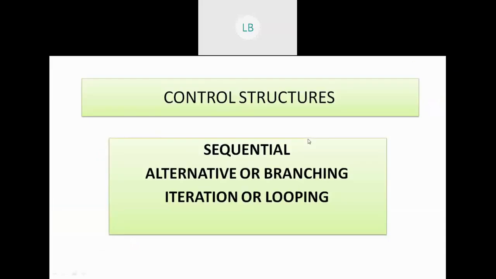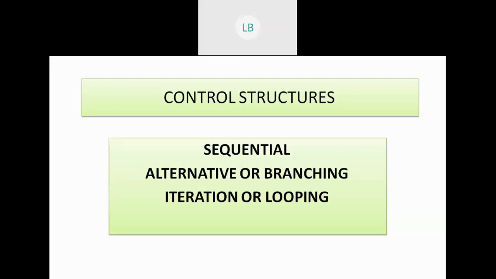The next chapter in Python is control structures. Programs may contain a set of statements. In general, the statements are executed sequentially, that is, one after the other. In some situations, we may need to skip a set of statements or a segment and execute another segment based on some condition. This is called alternative or branching.